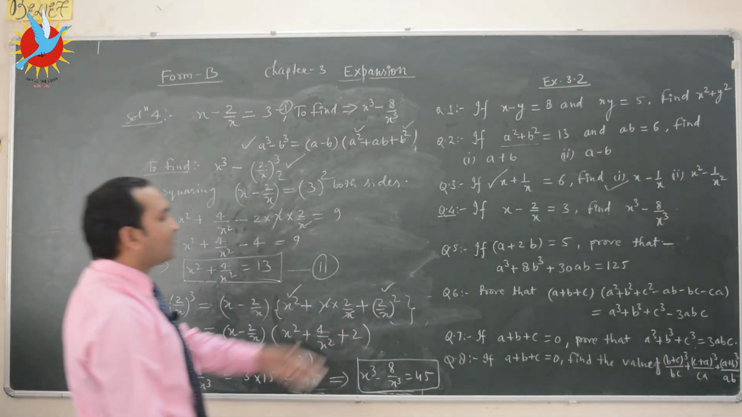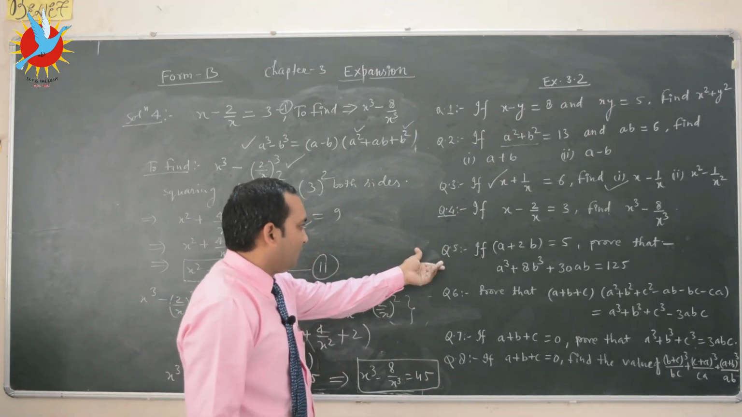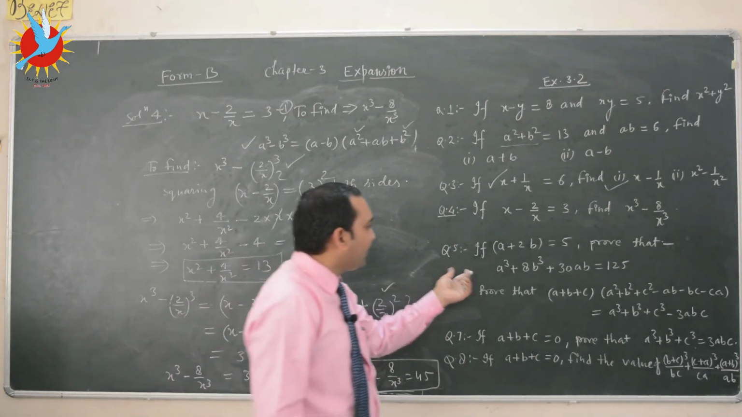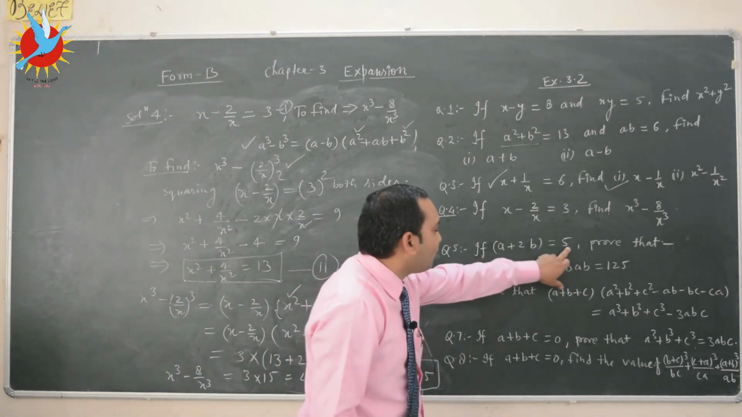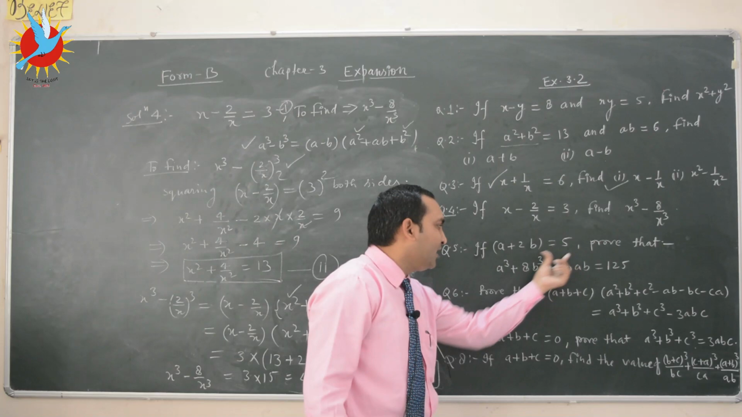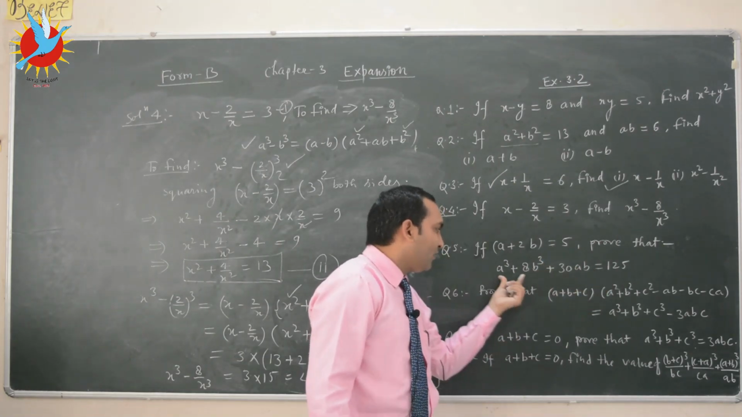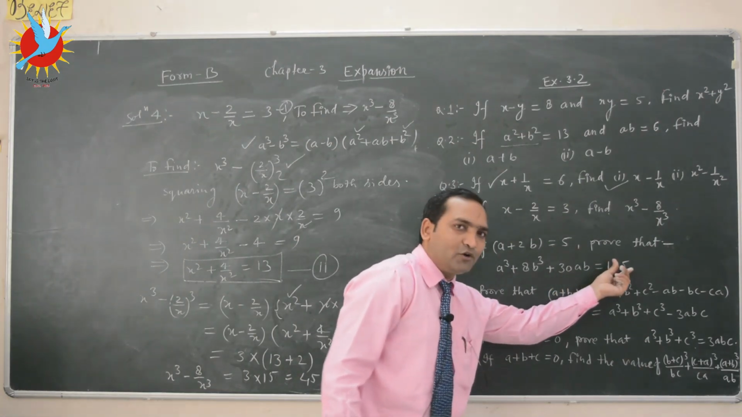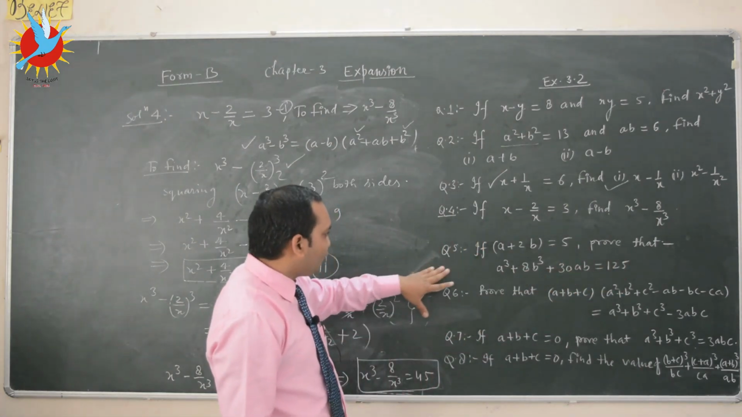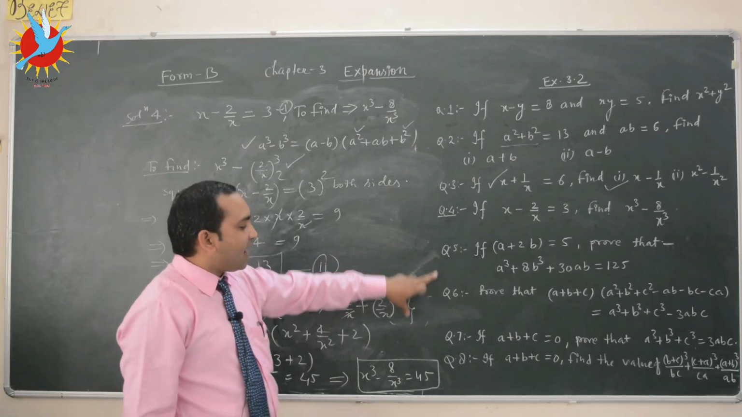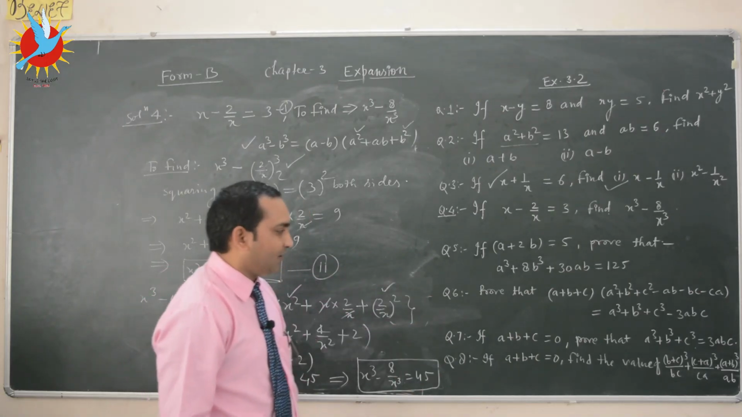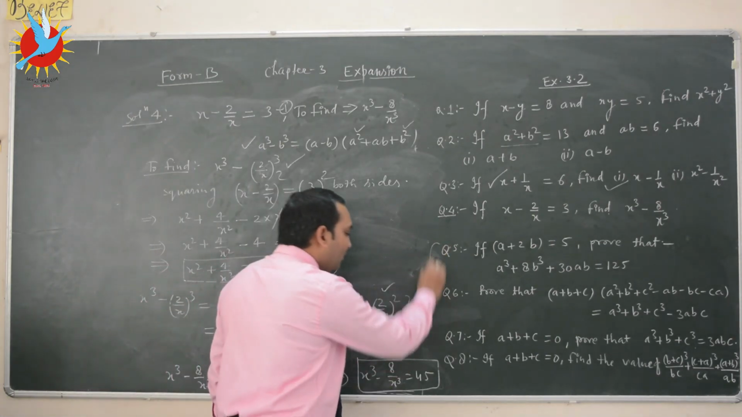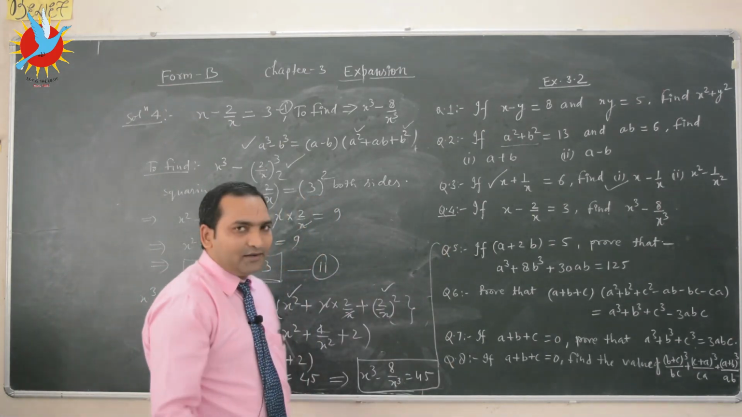So another question is also related to this formula, algebraic identities. Here a plus 2b is equal to 5. When we cube both sides, then we can easily prove this: a cube plus 8b cube plus 30ab is equal to 125. Similarly, you try to solve questions number 5, 6, 7 and 8. And if you have any problem, I will discuss it in the next video.